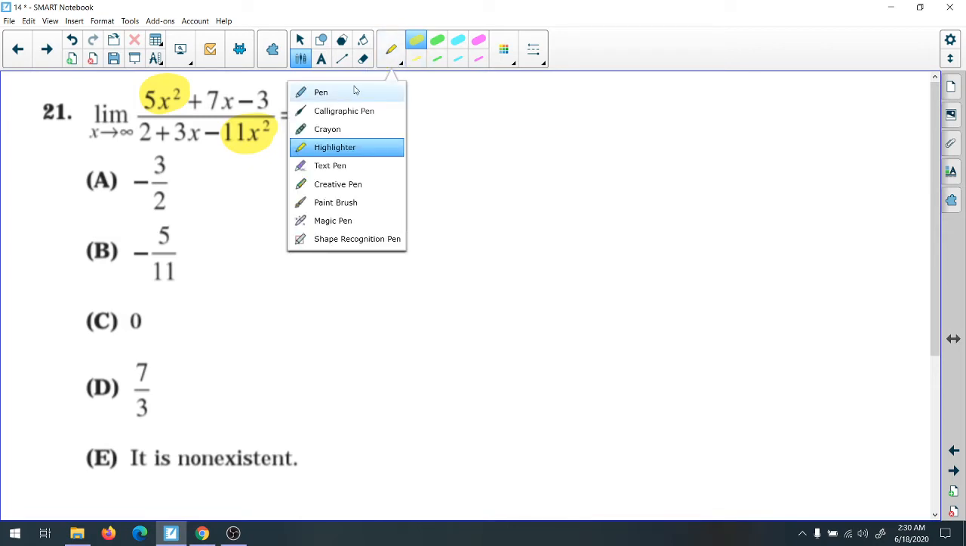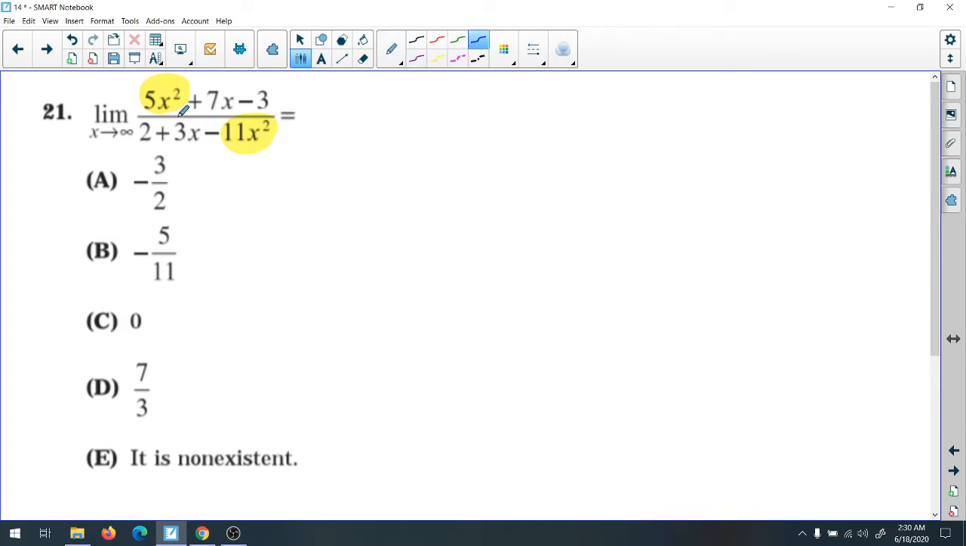When you see that both of them have the same power, x to the second, or x to the third, or x to the fourth, right away you look at the coefficient here, 5, divided by the coefficient over here, with its sign. So it will be 5 over 11 with the negative sign. The answer is B.